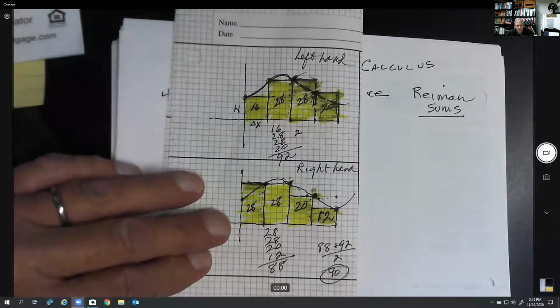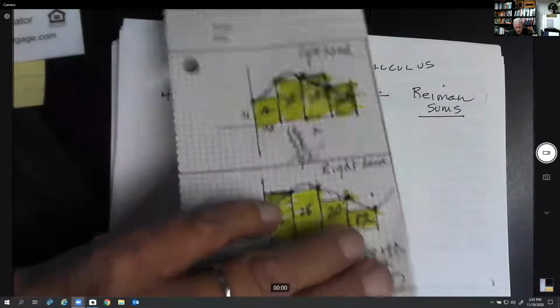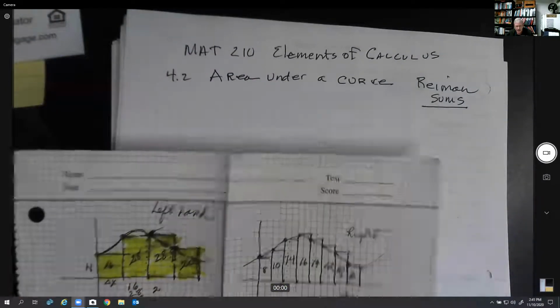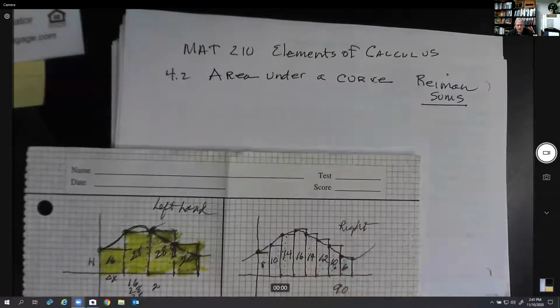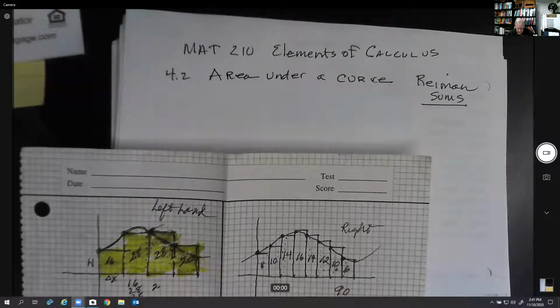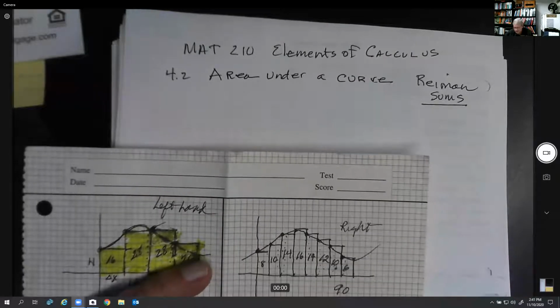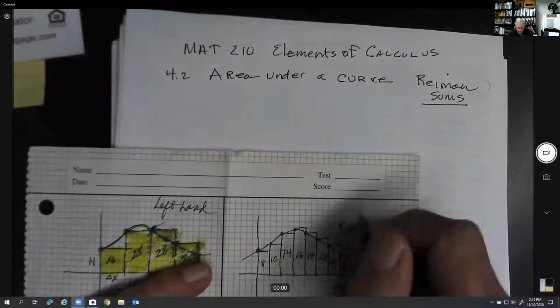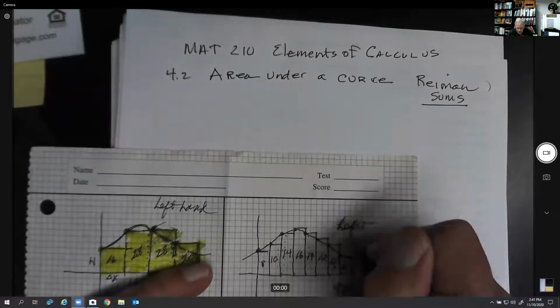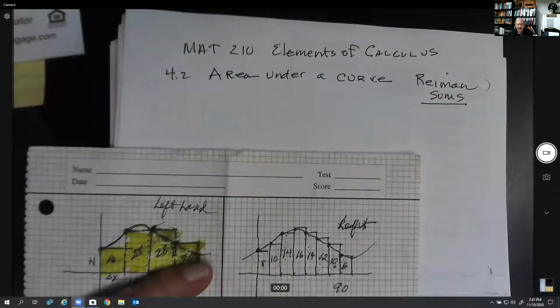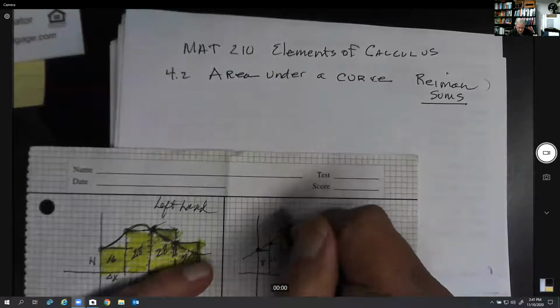Well, then I said, well, what if I took these units and I split them up using the left hand? This says right, but it should be left. I don't know, I can't tell my left from my right. Using the left again, let's cross that off. This was left.